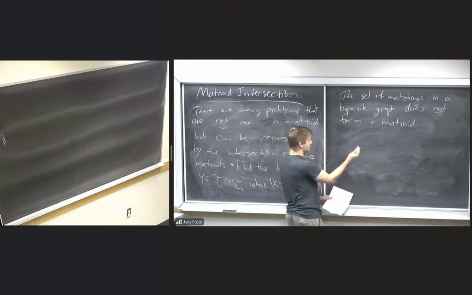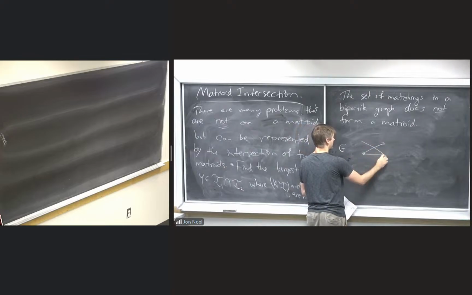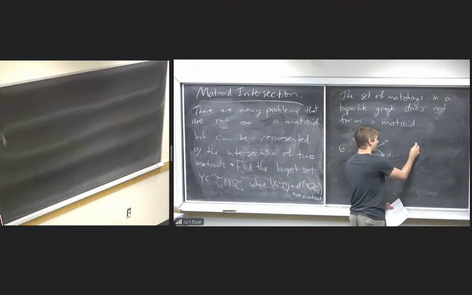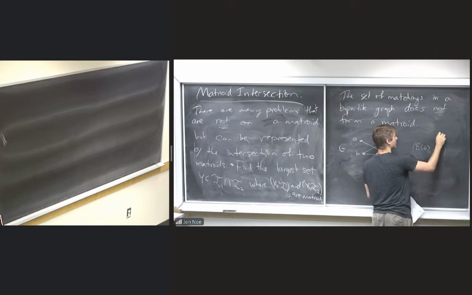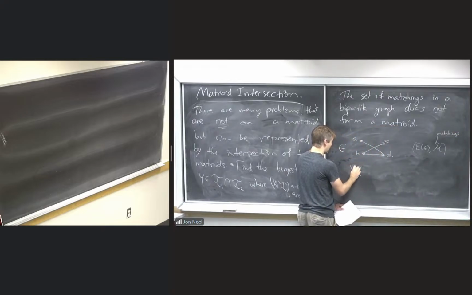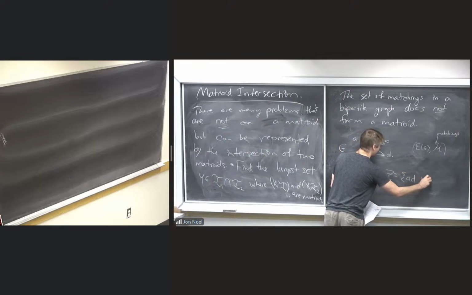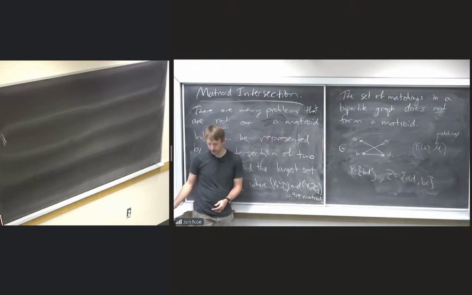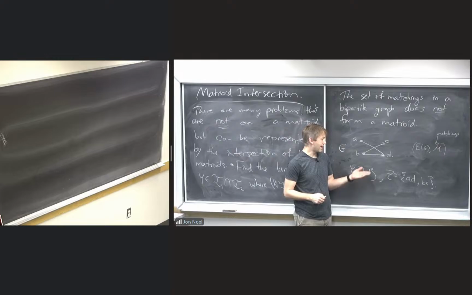You can also give an example. Let's say I take the graph G, which is this bipartite graph, and take the pair (E of G, M), where M is the set of matchings in G. If I take Y to be the set containing the edge BD, and Z to be the set containing AD and BC, then this would violate the property of being a matroid.